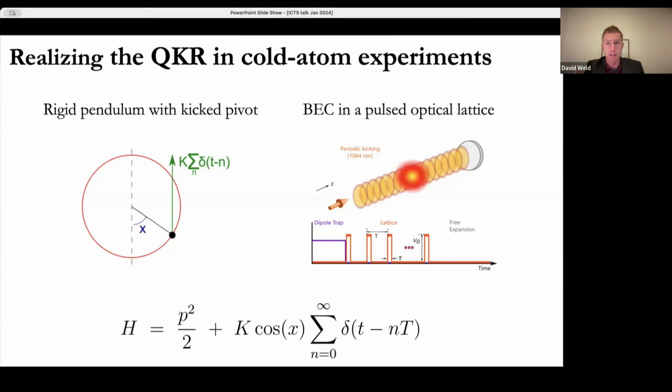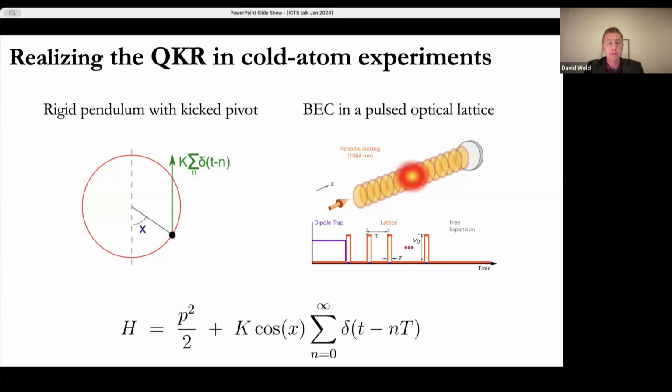So we created a BEC using techniques which I won't talk about at all today, but which are pretty fun. And then we turn off the trap, the dipole trap, which holds that BEC. In this case, it's made of lithium-7. And then we apply an optical lattice, as shown by these little orange pancakes here. And the lattice is turned on and off with some period big T and some pulse length tau. And this, for reasonably short pulses, makes an approximation of this very same kicked rotor Hamiltonian.